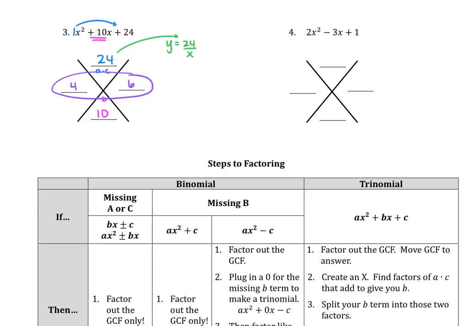All right, number 4. Process is the same even if my a value is not 1. So I'm going to do 2 times 1 to get 2 in the top of my x. I want them to add to give me -3 as a b value. I'm going to go to the y equals in my calculator, and I'm going to type in 2 divided by x. I'm going to look for the two numbers side by side that would add to give me -3. That would have to be a -1 and -2, because those two would multiply to give me 2 and add to give me -3. There's my two factors.